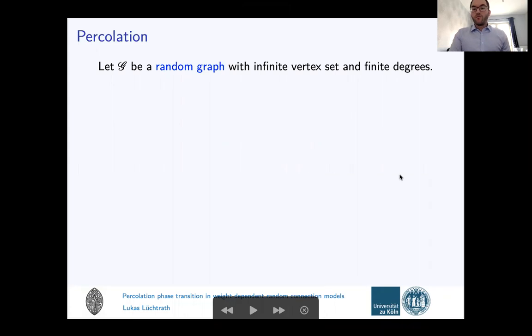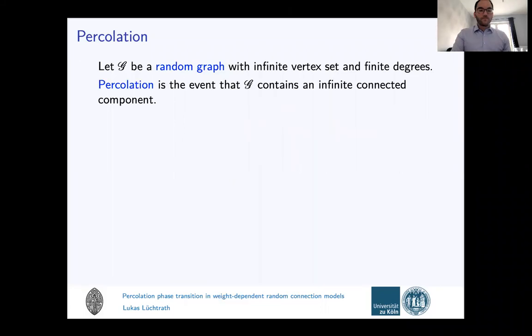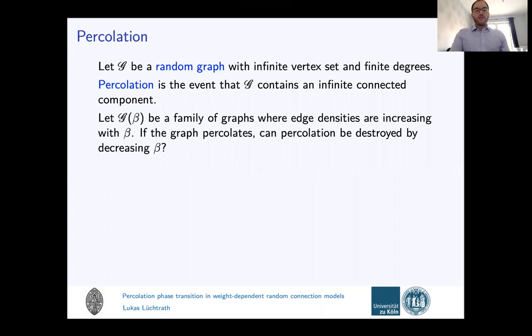First, maybe to percolation. So consider a random graph G with a countably infinite vertex set, but each vertex only has finite degrees. And we say this graph percolates if it contains an infinite connected component. And we are actually considering random graphs G which involve a temperature parameter beta, which controls the edge density. Increasing the temperature means more activity, means more edges on average.